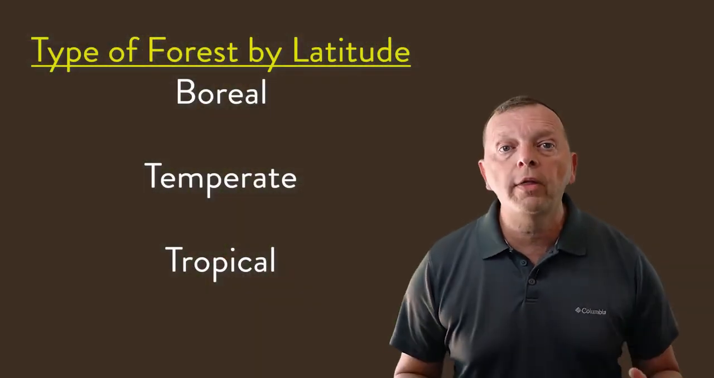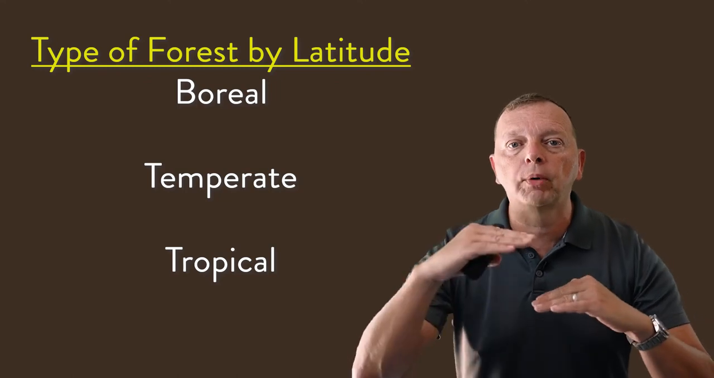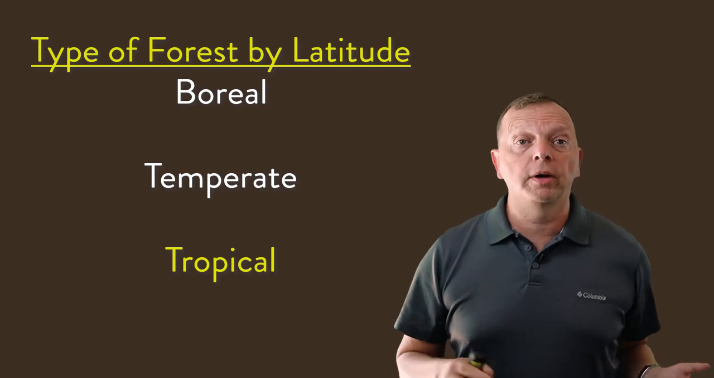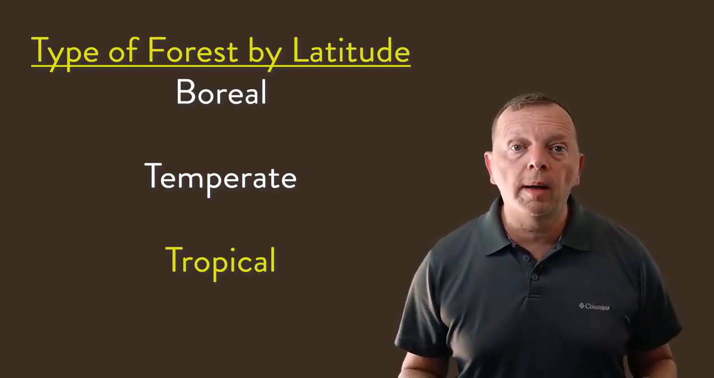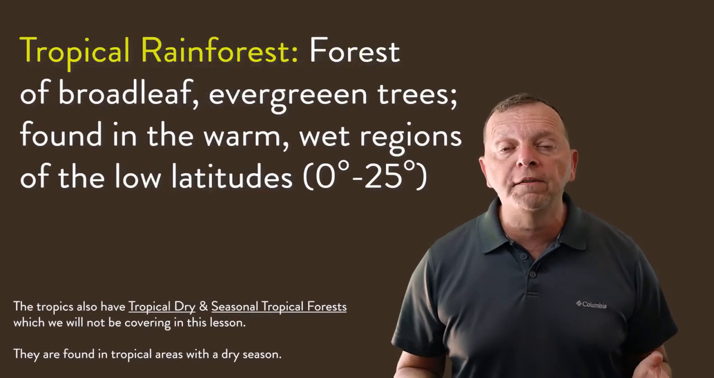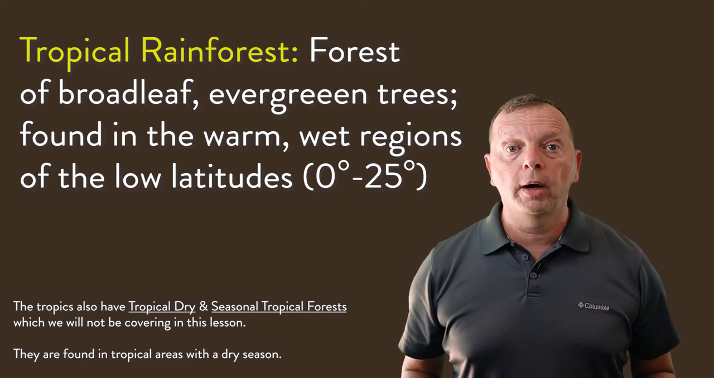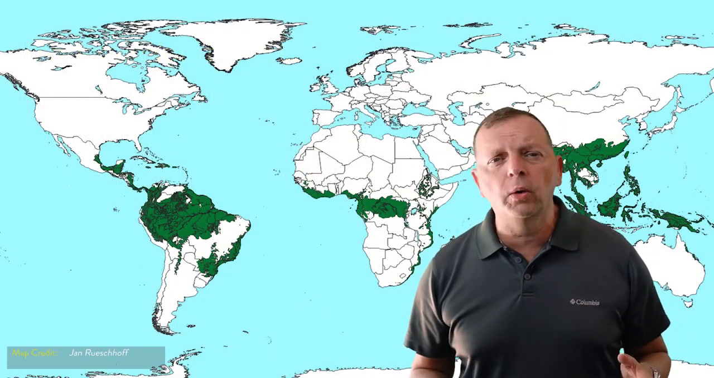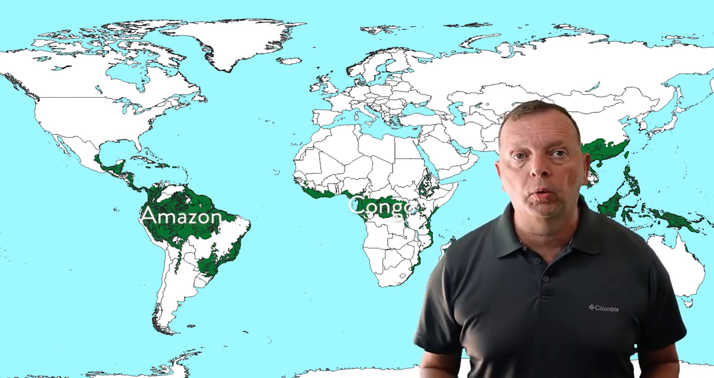Now, speaking of latitude, we can also divide forests by where they are in relation to the equator. Specifically, we have tropical, temperate, and we have boreal forests. And as you can guess, tropical forests are in the tropics, within 30 degrees of the equator. Now, in the tropics, the most common type of forest is the tropical rainforest, which is found in areas in the tropics that have a great amount of precipitation throughout the year. The Amazon rainforest in South America or the Congo rainforest in Africa are great examples of tropical rainforests.